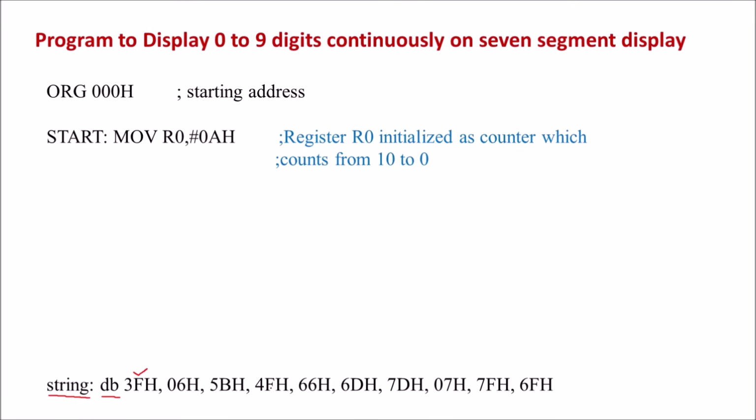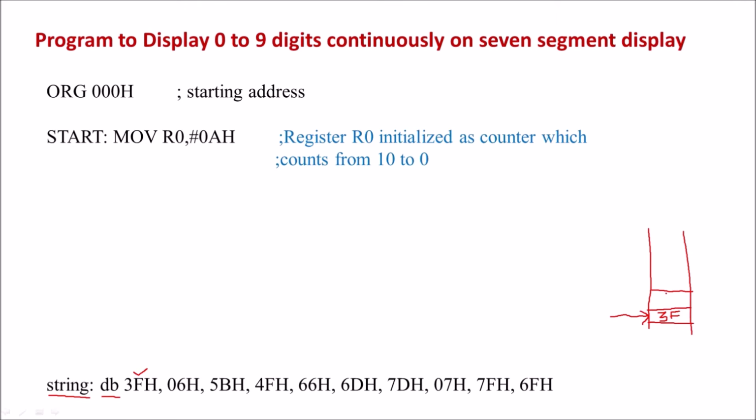So at the first memory location of this string, whose name is given as string, 3FH is stored. At the next memory location 06H is stored. At the next memory location 5BH is stored. So like that this lookup table will store the values in memory locations. Assume that these are the memory locations, and to this first memory location the name is given as string. So this string will point to the first value, that is for digit 0, which is 3FH.